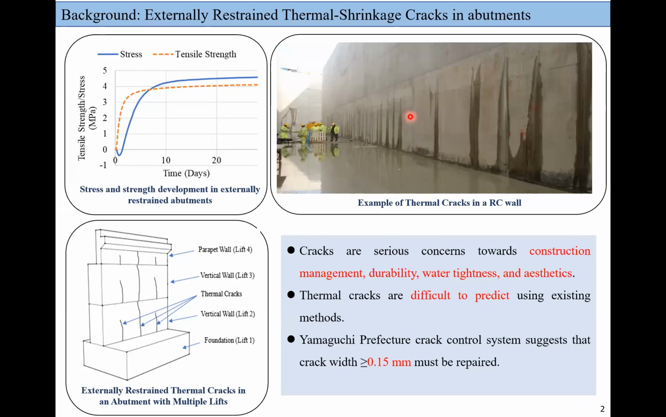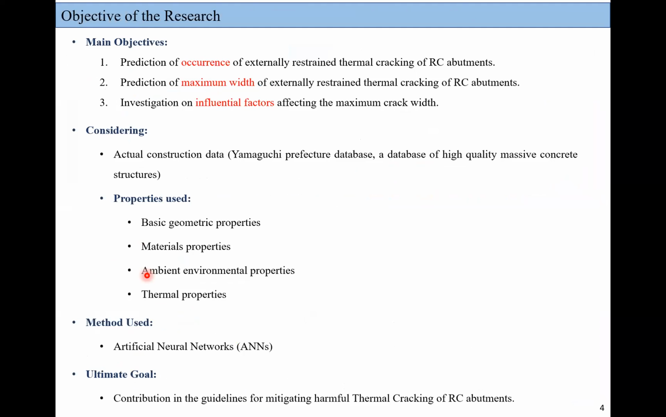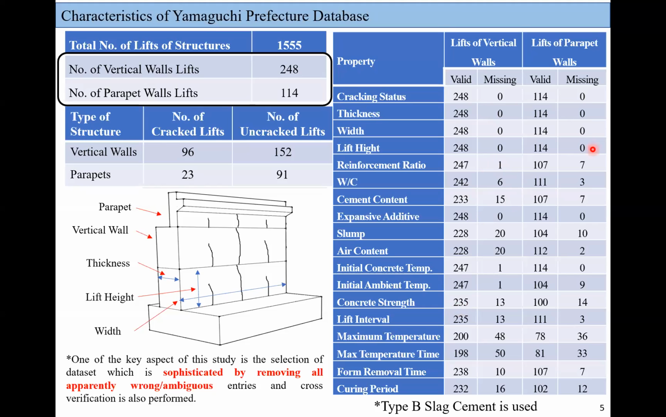Again, our target is thermal cracking in our study. In the case of abutment for a bridge, upon the footing, vertical walls will be constructed. So there is a risk of thermal cracking in vertical wall or in the parapet wall. If you're interested, you can find this information later.